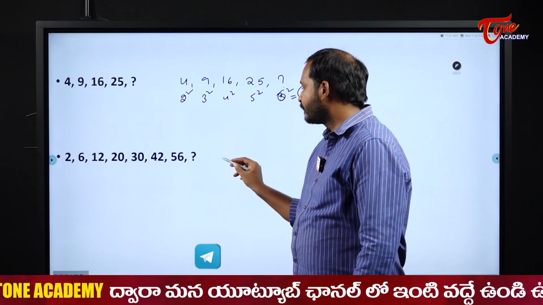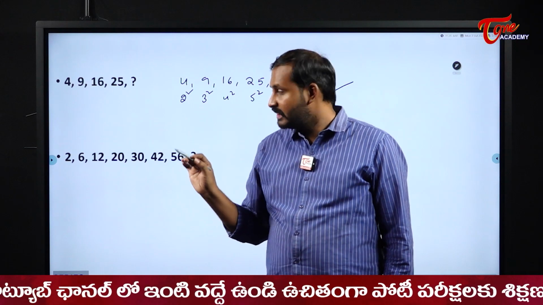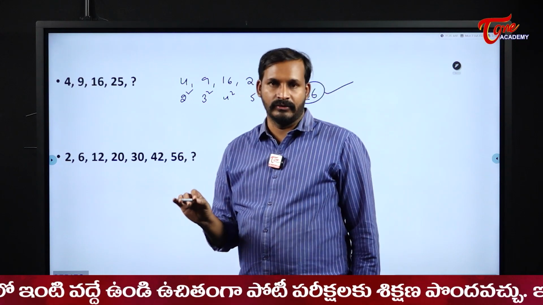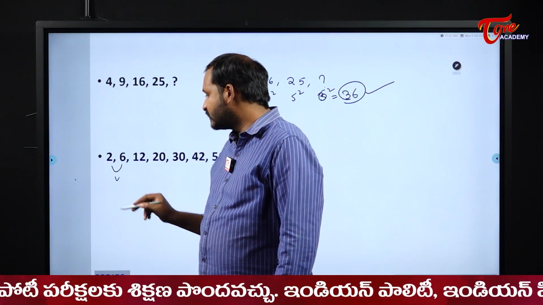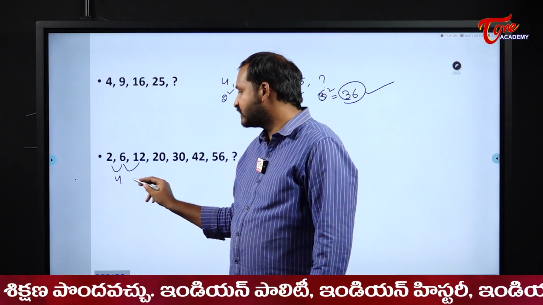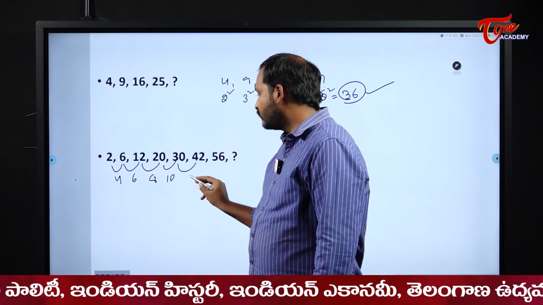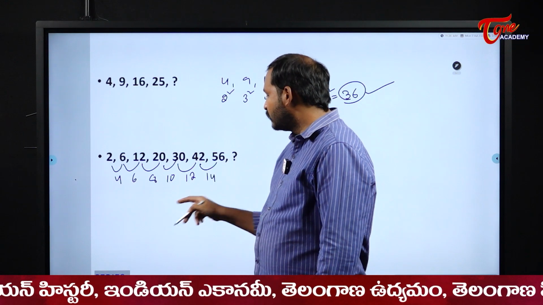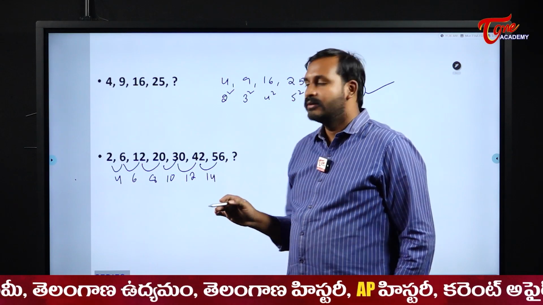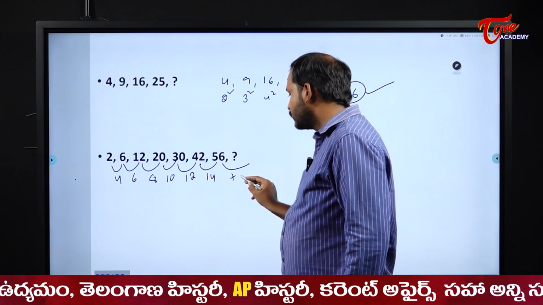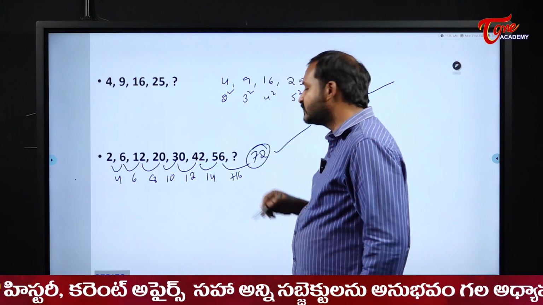Next see this one: 2, 6, 12, 20, 30, 42, 56. It is an increasing series, and it is increasing slowly only. Now, please try to write the differences, students. Between 2 and 6, what is the difference? 4. 6 and 12, the difference is 6. 12 and 20, 8. 20 and 30, 10. 30 and 42, 12. 42 and 56, 14. Now, this is an increasing series. Something is added, but even the added numbers are increasing progressively. So next it becomes 16. So 56 plus 16 will become 72. So our answer here becomes 72.